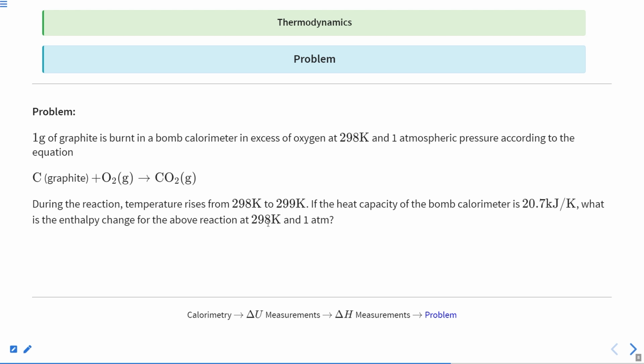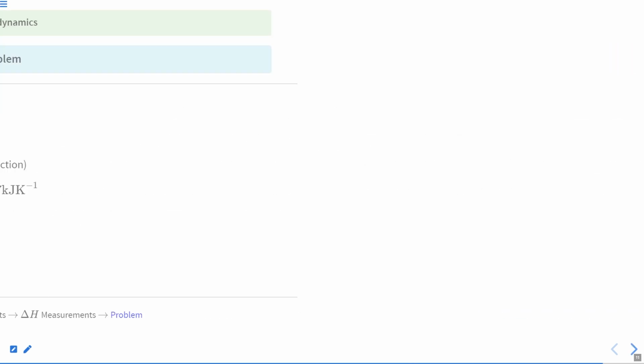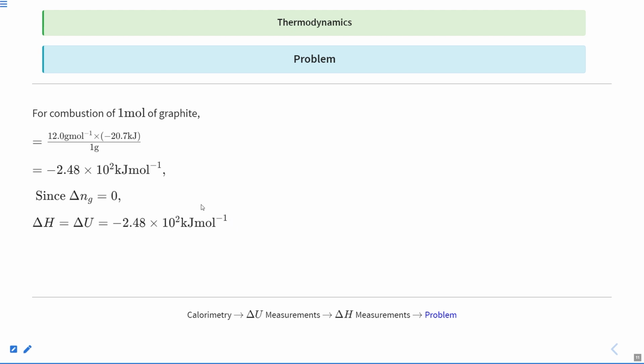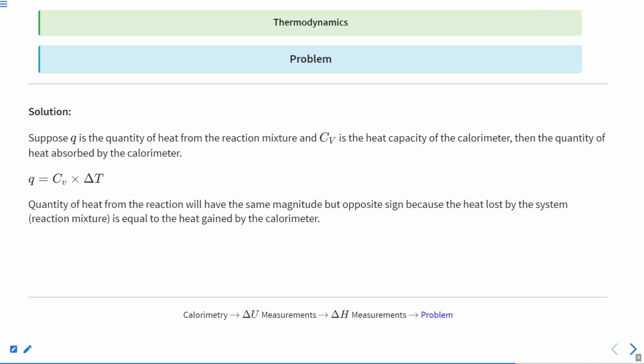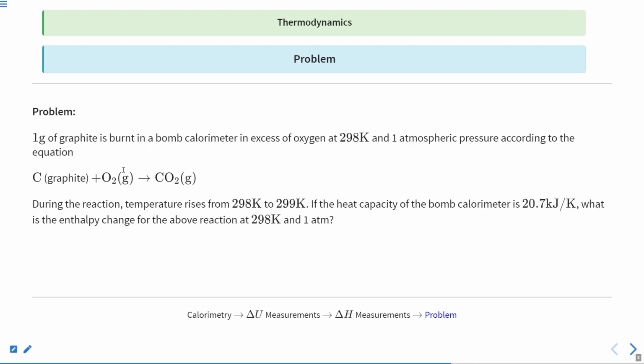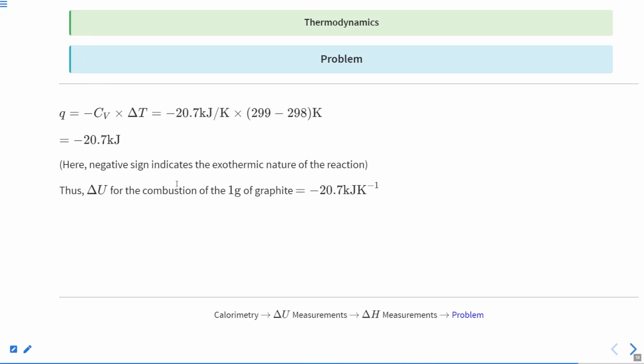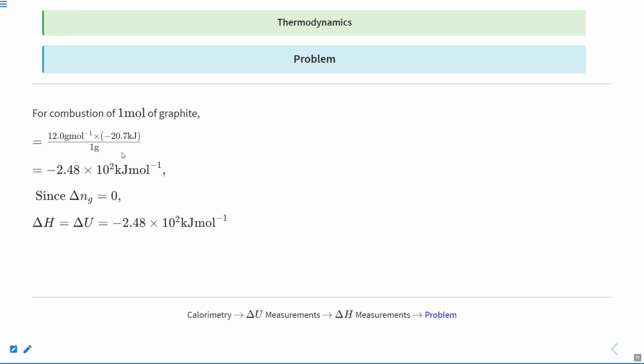How will you calculate it? We have a formula here. What is the formula? Delta H is equal to delta U plus delta Ng RT. So we will use that formula. Clear? First of all, we will calculate the number of moles present in 1 gram of graphite. This graphite is converting into CO2. So for combustion of 1 mole of graphite, if you calculate it, it will be minus 2.48 into 10 to the power 2 kilojoule per mole.